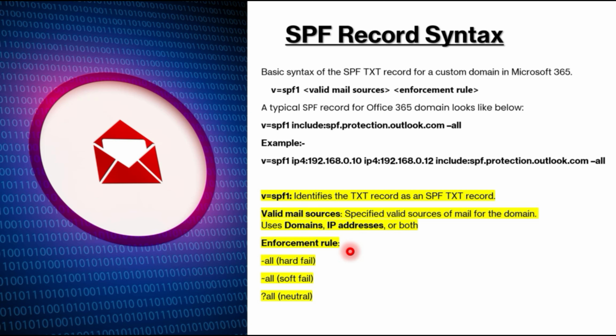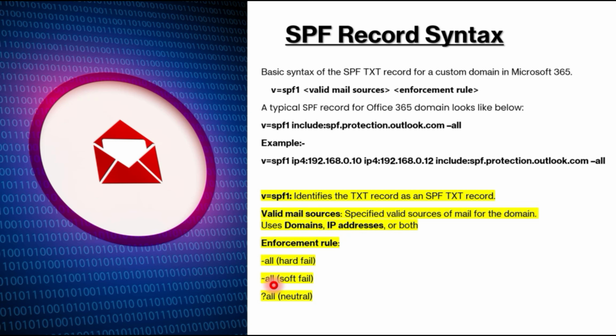So the hard fail indicates that there is only one specific server that is authorized to send emails, and its fully qualified domain name or IP address is included in the SPF record. And if the email is sent from any other server, it will be rejected. Then we have ~all, or we call it soft fail.